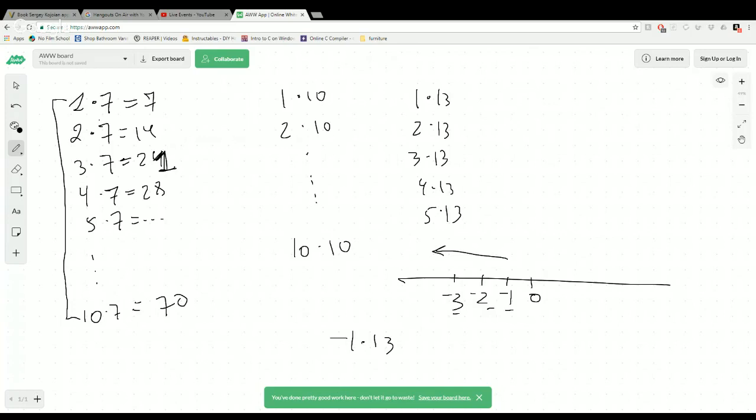The next largest one would be -2 times 13, and then -3 times 13, right? Because -1 is the largest negative integer. If it is the largest one, then this multiple is the largest one. -2 is the second largest negative integer, so this multiple is the second largest. And so on.